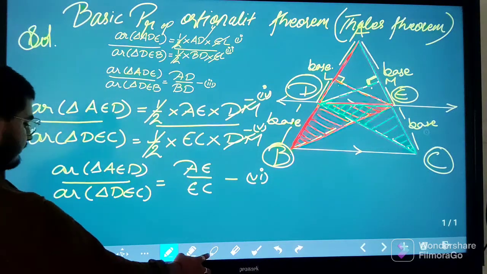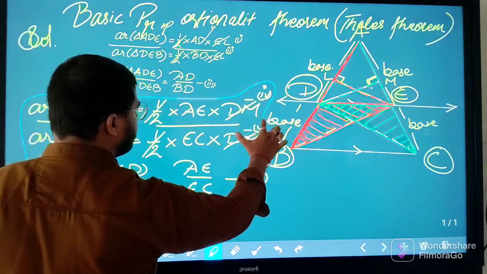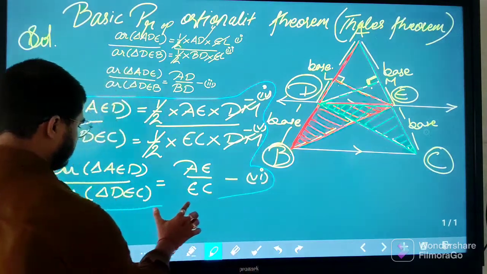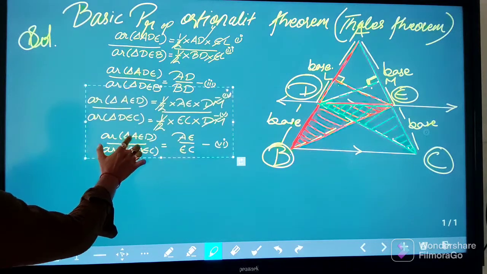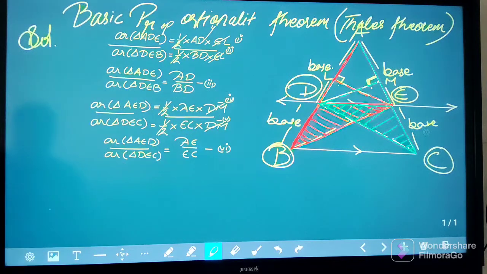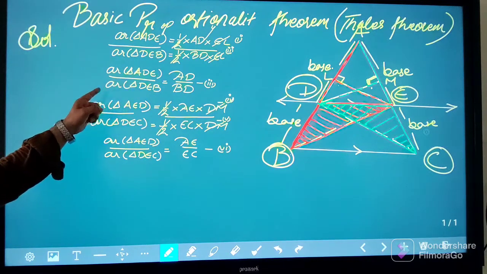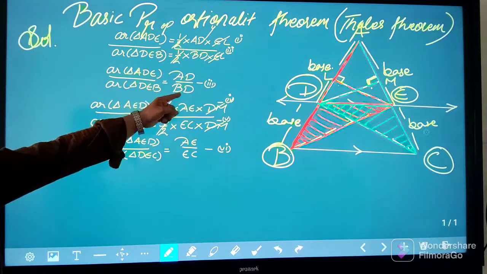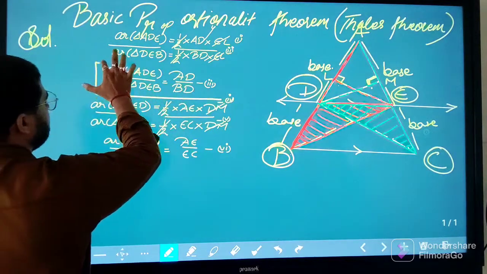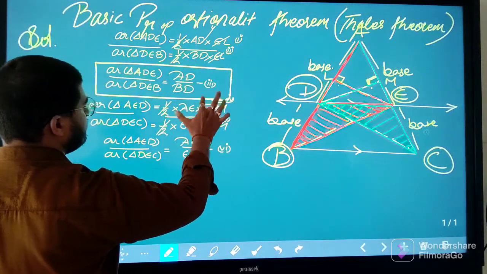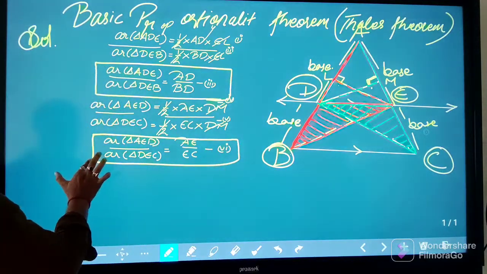So till now what we have got to know is that two important results we have obtained. And those important results are area of triangle ADE upon area of triangle DEB is equals to AD upon BD. And here area of triangle AED upon area of triangle DEC is equal to AE upon EC.